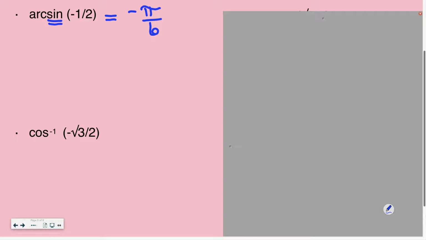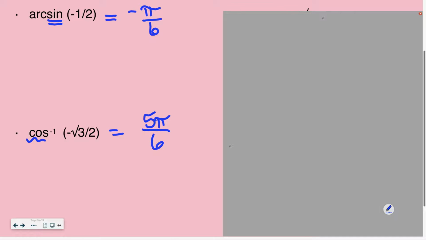What kind of angles have a cosine ratio of radical 3 over 2? Pi over 6 angles, right? But we're talking about an inverse cosine. So the inverse cosine of negative radical 3 over 2 would be what, pi over 6? Okay. Remember, the cosine comes from the first and the second quadrant. So we're going to have to call this 5 pi over 6.